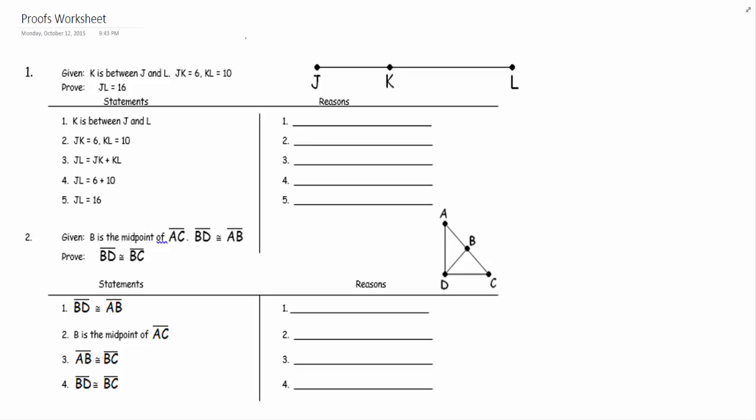Alright, getting started here, the easiest step as you're going through a proof is to write down the given statement. Here, K is between J and L. Step 1, K is between J and L. Why? Because it was given to us. So write down given. Next up, they said JK was 6 and KL was 10. Notice that's step 2. That was given to us. So those are some easy steps.